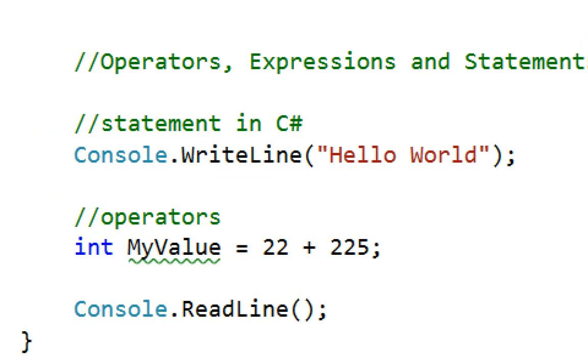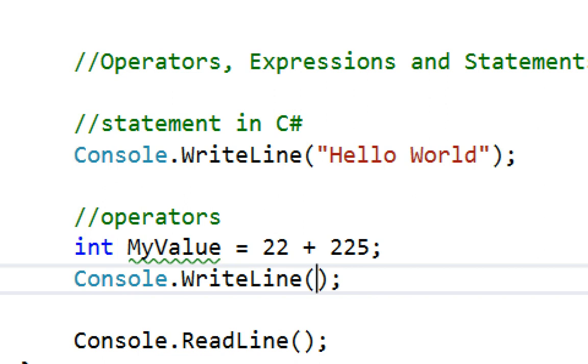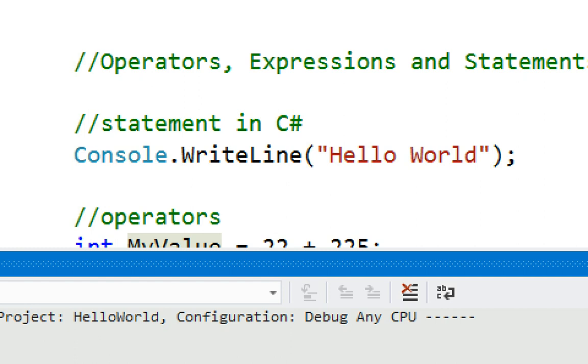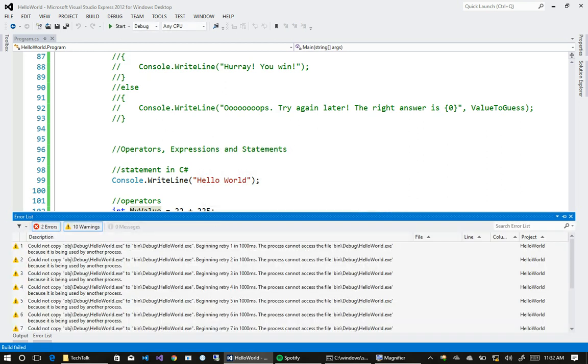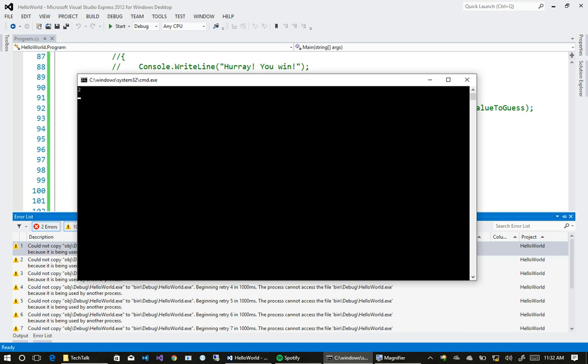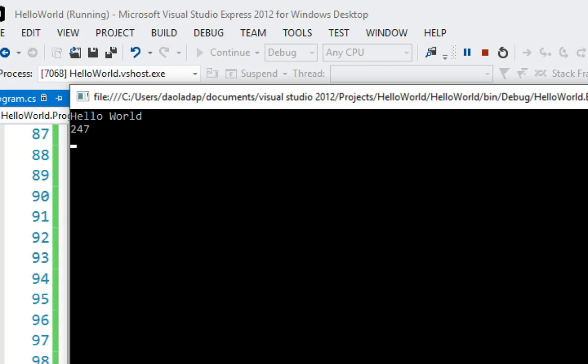The concept I want to introduce here is the concept of operators. We have this plus sign. It's what we call an arithmetic operator because it does normal arithmetic, adding 22 and 225 together, then assigning the value to my value. So if I say Console.WriteLine my value, it outputs the addition of 22 and 225, which should be 247. It showed an error because I did not end this statement. Yeah, so the answer is 247.